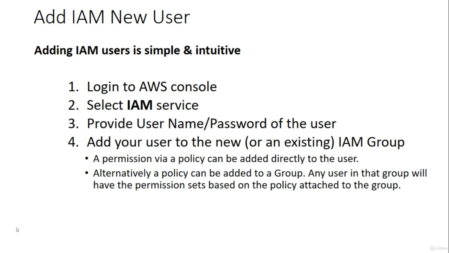A permission via a policy can be added directly to the user, or alternatively a policy can be added to a group. So policy or permissions can be added directly to the user or to a group. Any user in that group will have the permission sets based on the policy attached to the group. So all the users in a group will have exactly the same kind of permission.